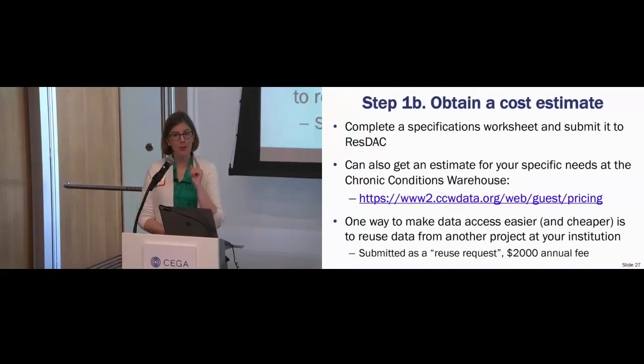Keep in mind, before I show you the next slide, that one way to make data access much easier and much cheaper is to reuse data from another project that has the data at your institution. This is submitted to ResDAC and CMS as a reuse request, and it has a $2,000 annual fee. Keep in mind that $2,000 before I show that. The other thing, if you're working on a dissertation and you want to access data, I think CMS still does this, they did it for me for my dissertation: you can reuse off of an existing project at your institution and they waive the fee. So you don't even have to pay the $2,000. That's nice for those working on dissertations.